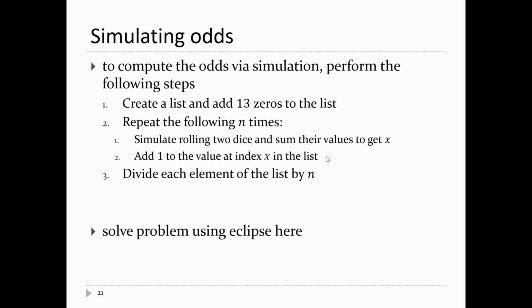So that's the number of times that we saw each value. If you want to compute the probabilities, you just divide everything by the number of times that you rolled the dice. And you can easily do this in Eclipse. It's not very long. And so let's do this.